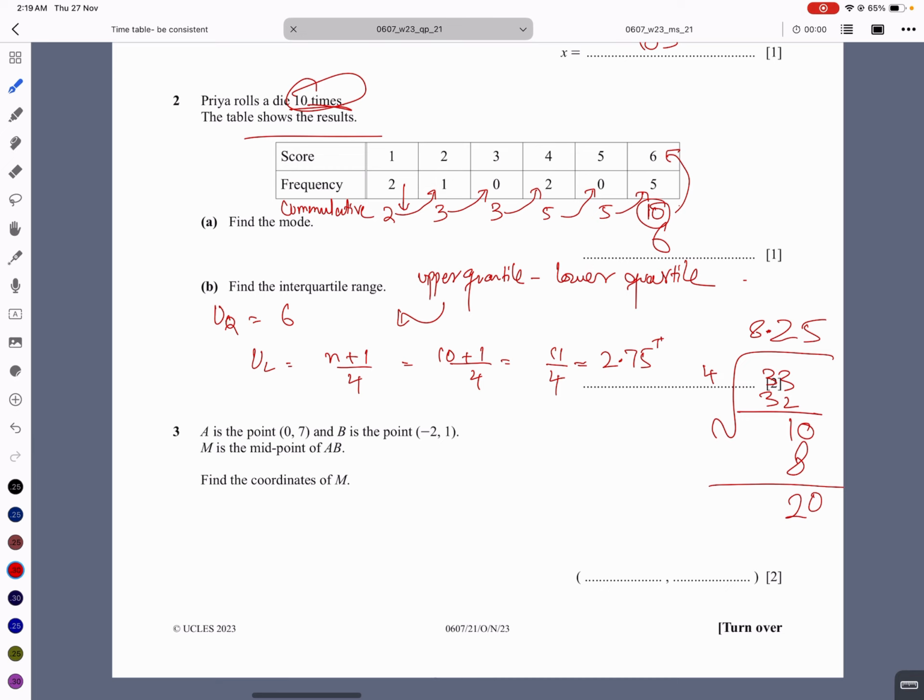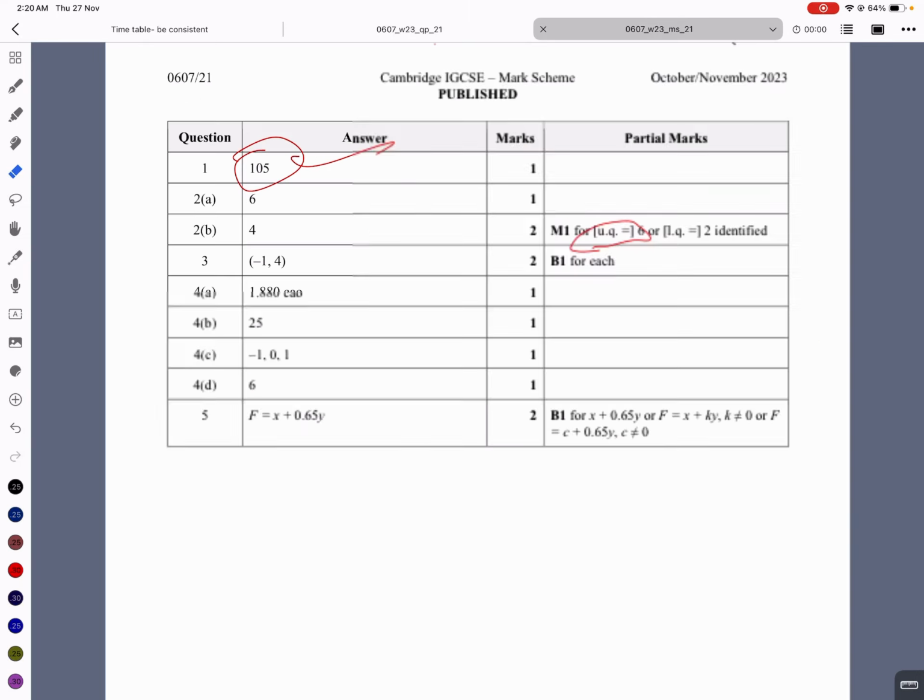Now this 2.75th value, you will say which cumulative frequency it is closer to. So it is closer to this cumulative frequency. So against this cumulative frequency, what score do I have? This 2. So my lower quartile is 2. So if I subtract the lower quartile from the upper quartile, I will get my interquartile range, which is 4. So if you check the answer, it is also 4.